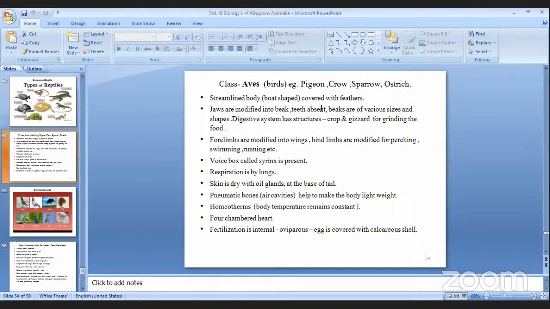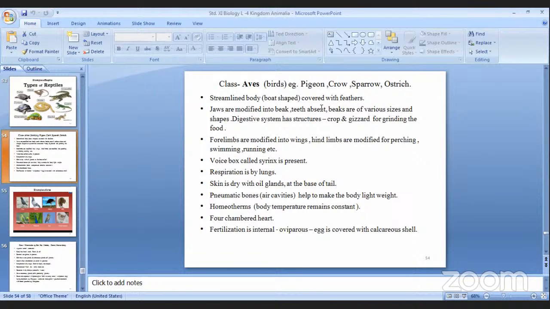Now come down to birds, that is class Aves, right? Examples: pigeon, crow, sparrow, ostrich, peacock, turkey, many of them are there, right? Now here, the characteristics: streamlined bodies, that means boat shape, which are covered with feathers. You can describe a bird very easily, student, isn't it? Fine. Jaws are modified into beaks. Teeth are absent. Beaks are of various sizes and shapes: small, big, dome-shaped, sharp, pointed.